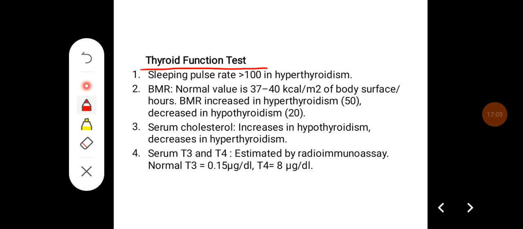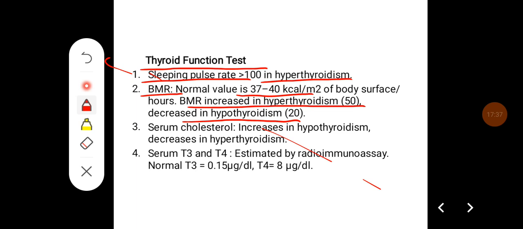Some of the thyroid function tests to assess the function of the thyroid gland are the sleeping pulse rate. If it is more than 100, it is seen in hyperthyroidism. BMR: normal basal metabolic rate ranges between 37 to 40 kilocalories per meter square of body surface area per hour. BMR is increased in hyperthyroidism and decreased in hypothyroidism, less than 50 and 20 respectively. Serum cholesterol levels increase in hypothyroidism and decrease in hyperthyroidism.